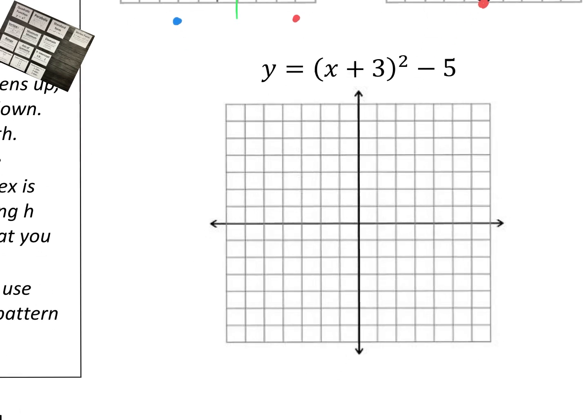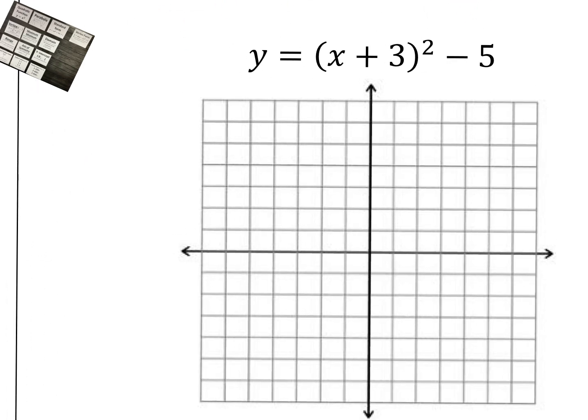What's my vertex on this guy? (-3, -5). Go ahead and plot that point. -3 on the x, -1, 2, 3, 4, 5. You actually have to count, this is not a 5 by 5 graph. Draw your axis of symmetry right through it. Is this opening up or down? The a value is what? +1, so it's opening up, right?